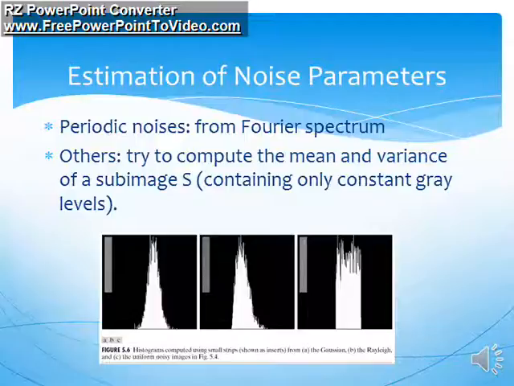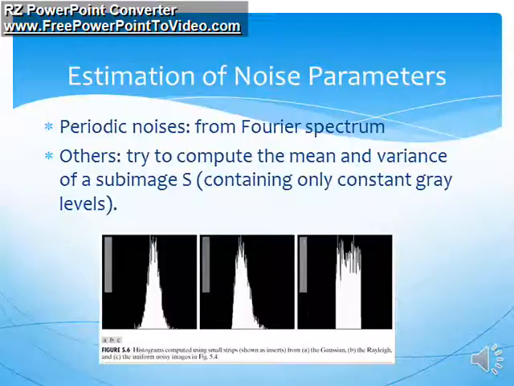Now this is the estimation of noise parameters. Noise parameters are very much important because depending on these parameters the noise characteristics and the amount of noise can easily be understood. So the estimation of noise parameters is very much important. We have to keep in mind some of the points. The periodic noise is generally estimated by Fourier spectrum, and all the others are generally estimated by computing the mean and variance of a sub-image S containing only constant gray levels.